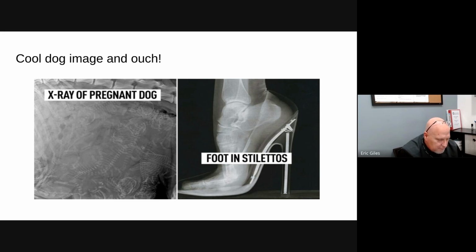Pretty neat looking though. And girls, stilettos, man, I don't get it. That's gotta hurt if you're in those for too long, right? That's a lot of pressure on your toes and the head of your metatarsals there. So yeah, kind of cool picture though. It shows the stiletto and how a foot sticks into the stiletto.